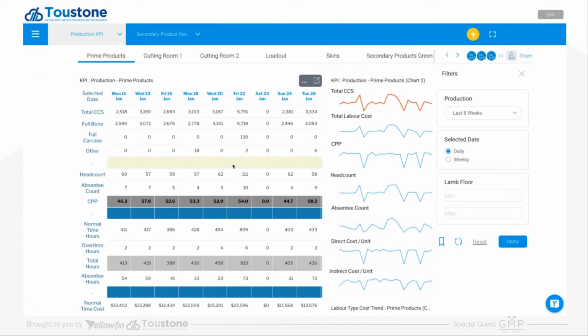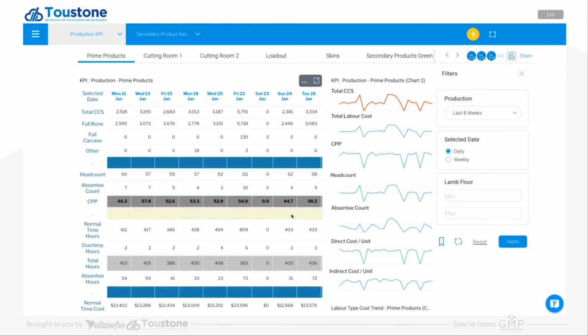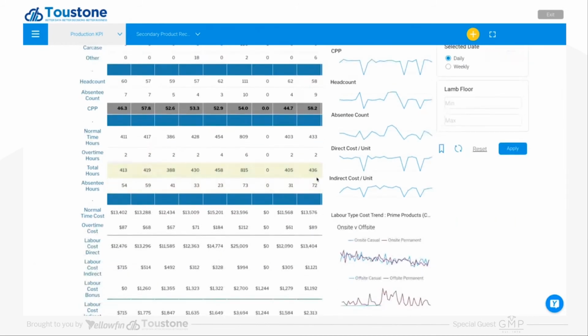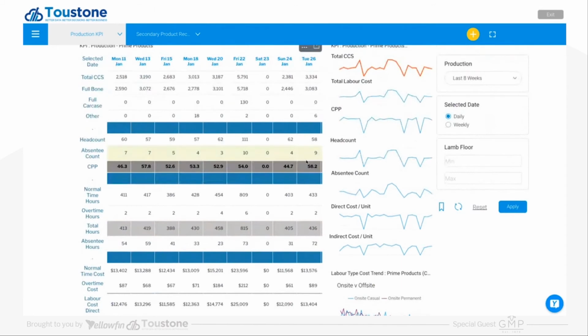There's no manual intervention in this. It's all automated, the interfacing from the production system, the payroll system, the time and attendance system to generate all of these key metrics. Obviously, we can visualise the data as well to see trends, to see whether you're trending in the right or the wrong way, and so on.